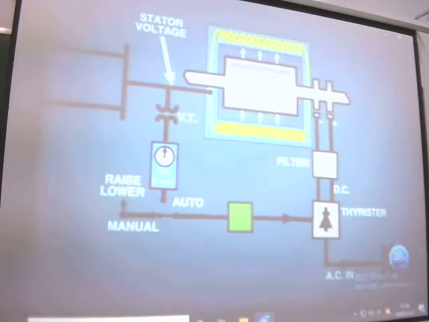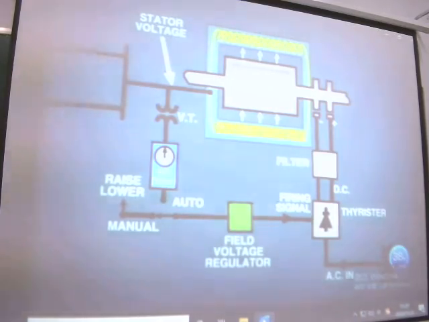The sine wave for the incoming three-phase AC voltage, which is applied to the rectifier, will look like this. After rectification, the DC output can be represented by this curve, and this may be further smoothed to look like this. The level of DC voltage can be adjusted by controlling the firing of a thyristor type rectifier. The firing circuit is controlled by the field voltage regulator.